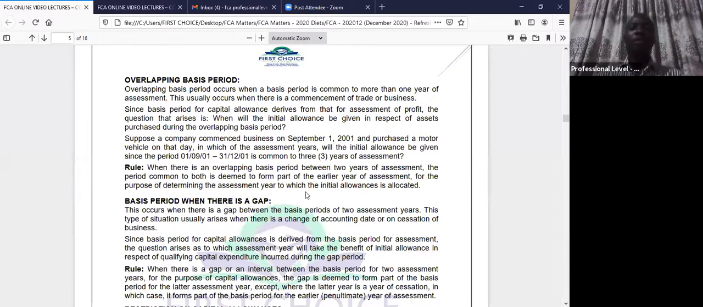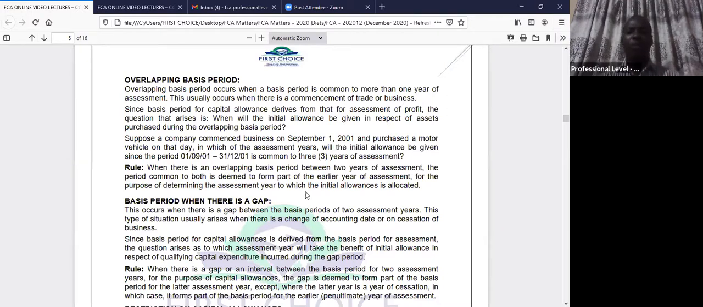Overlapping basis period. When we say overlapping basis period, it means there is 1 period common to 2 basis periods. Let me give you an example. When I was writing the ICAN exam, let's assume that I started my ICAN story from 2015, for example, and ended in November 2018. And another person started in 2017 and ended maybe in 2019.